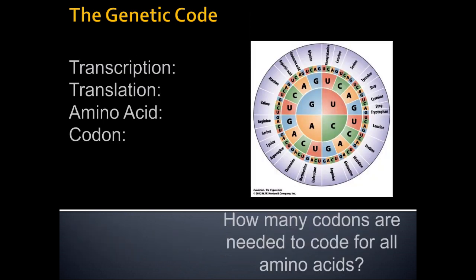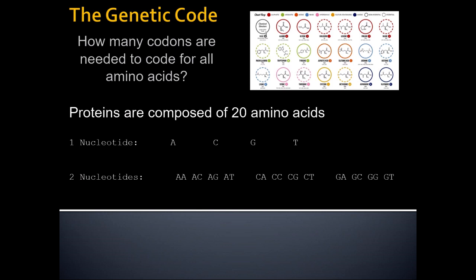So notice that C in the first position, C in the second position, C in the third position codes for proline. However, if we had a CCA or a CCG or a CCU, those would all also code for proline. So that's the redundancy, again technically termed degeneracy, of the genetic code. So we have 64 possible codons, but we only have 20 amino acids.